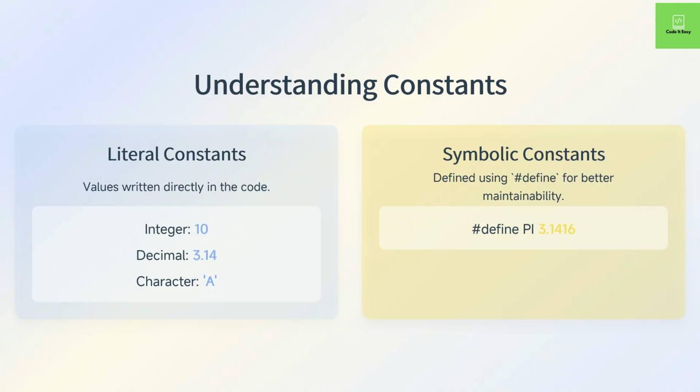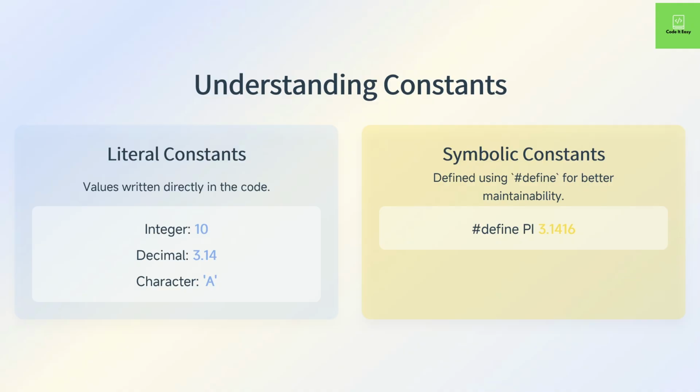Now let's talk about constants. Values that don't change during execution are known as constants. They are of two types: literal constants and symbolic constants. Literal constants are direct values like 10, 3.14, and character A.